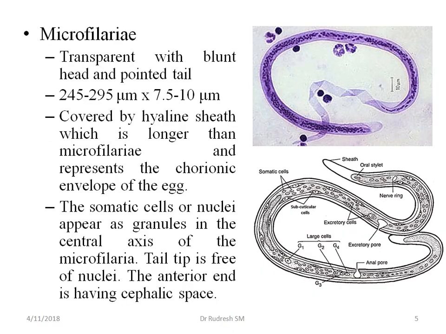The microfilariae, that is the larval forms released by the gravid female, are transparent with a blunt head end and a tapering tail end. They measure around 245 to 295 micrometers by 7.5 to 10 microns, and they are covered by a hyaline sheath which is longer than the microfilaria, measuring up to 350 micrometers, and this represents the chorionic envelope of the egg.